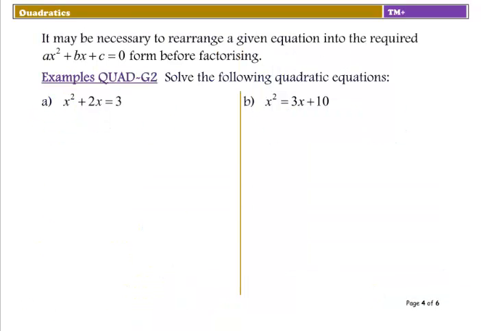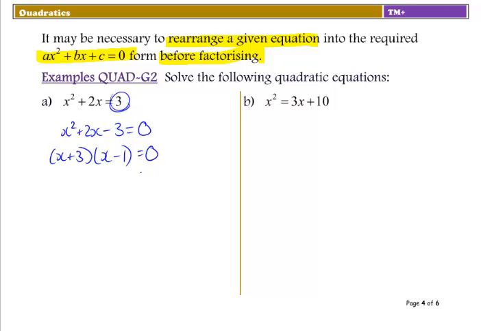Now it may be necessary to rearrange a given equation into ax squared plus bx plus c equals 0 before you can factorise. So you need everything on one side. So here I have x squared plus 2x equals 3. I need to get that 3 onto the other side, so I'm going to take 3 from both sides. And I end up with x squared plus 2x minus 3 equals 0. When I factorise it, I have x plus 3 all times by x minus 1 is 0. So from there, x plus 3 equals 0, x equals negative 3, or x minus 1 equals 0, x equals 1.